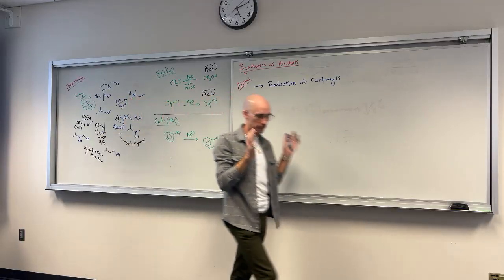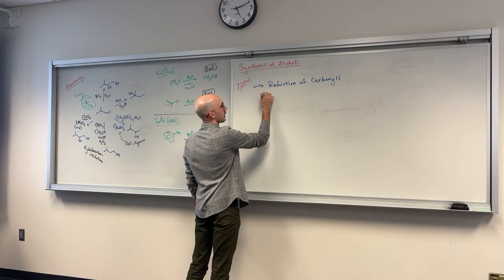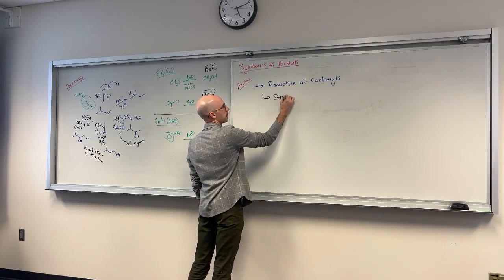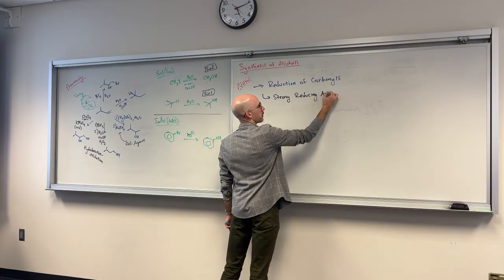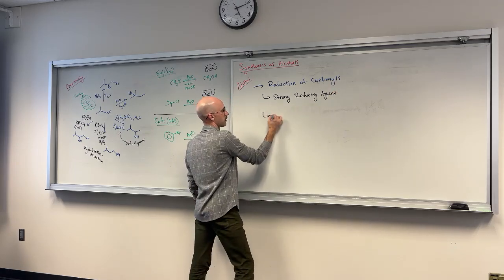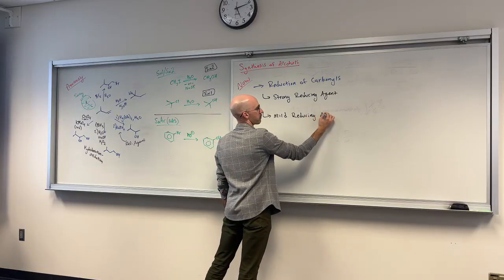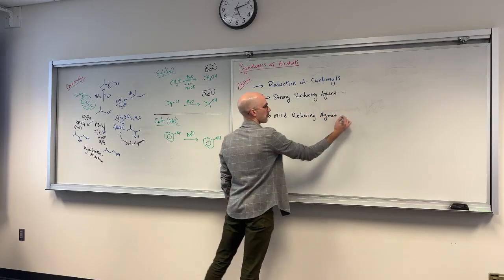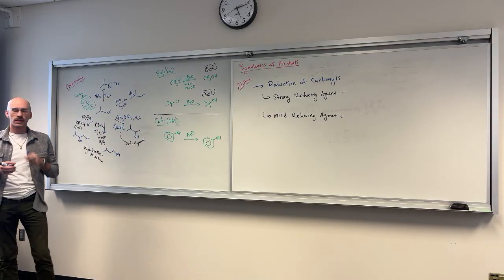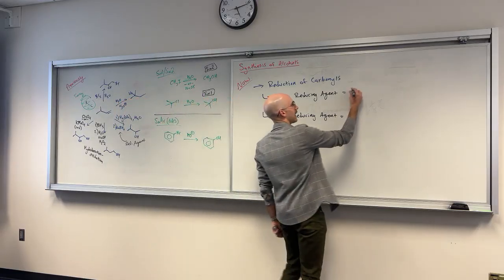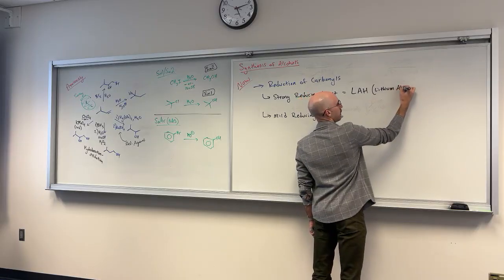So a little bit of background. In order to reduce carbonyls, we need a reducing agent. And we will have two types of reducing agents. We have a strong reducing agent, and we have a mild reducing agent. Our strong reducing agent is a compound called LAH, which stands for lithium aluminum hydride.